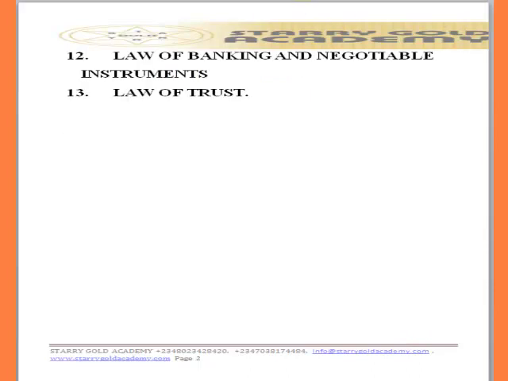Number 12, law of banking and negotiable instruments. And then number 13, we have law of trust. So these are the topics. So let us go into the first topic, which has to do with sources of Nigerian law.